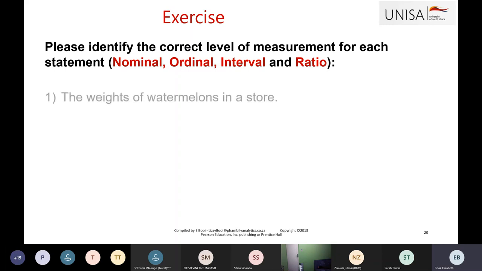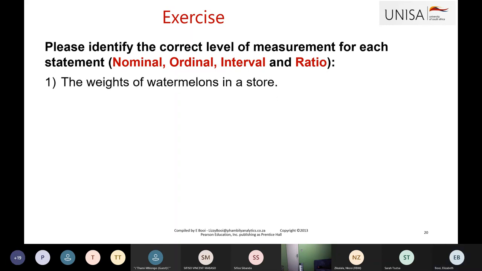Okay. The weight of watermelons in store. Yeah, you can just tell me. We don't have to wait, we can do one statement at a time. There are about five statements. What is the weight? A ratio. The weight is a ratio.